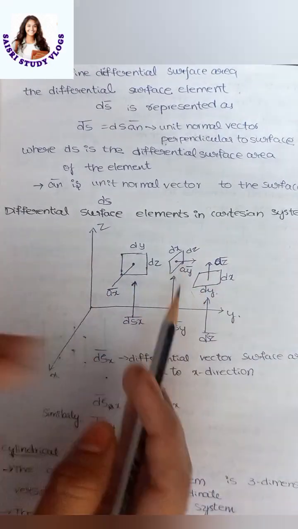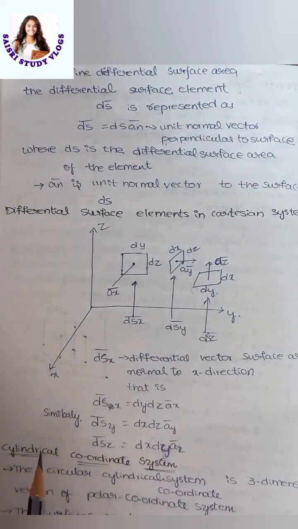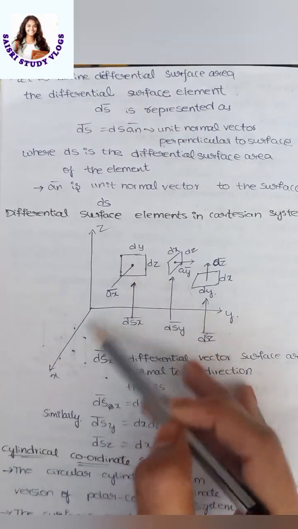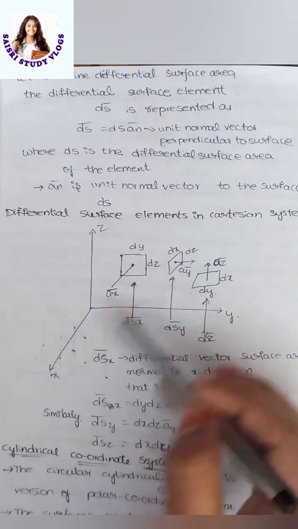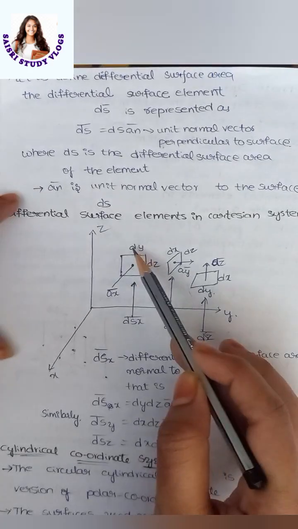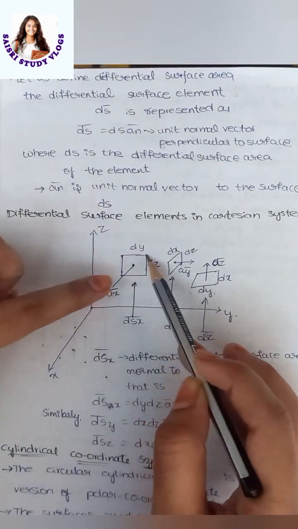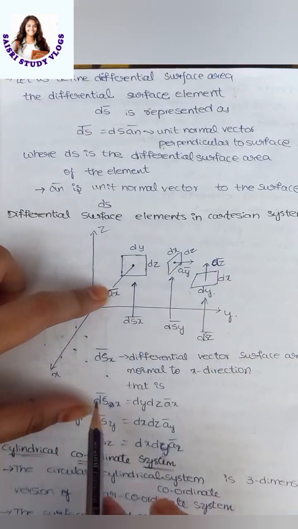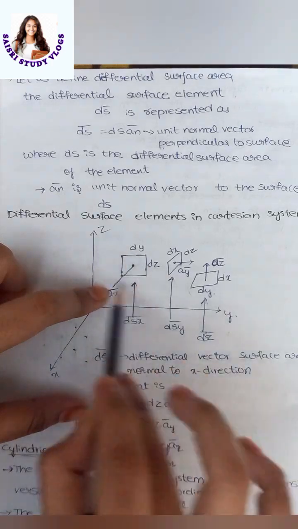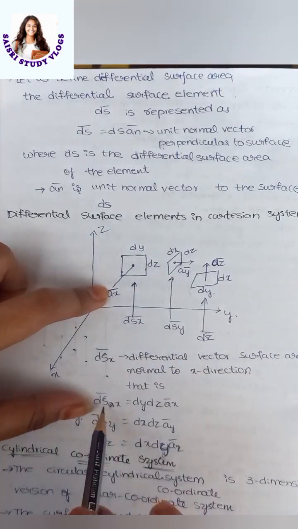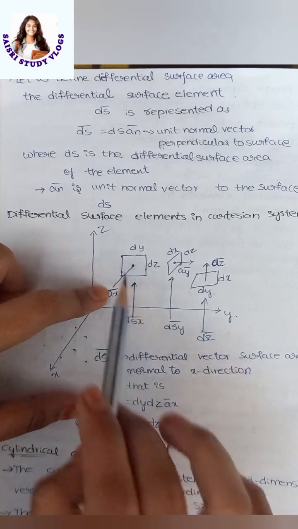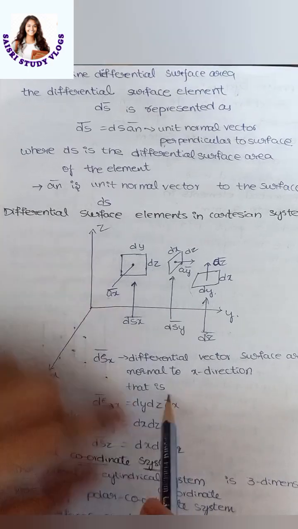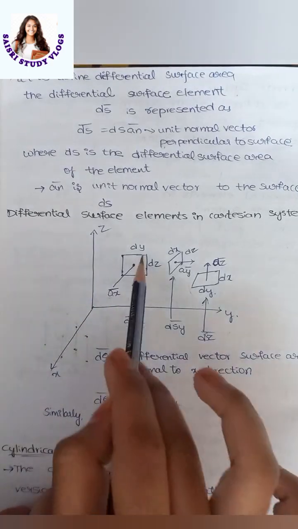If you take this axis, the x-axis, this will be the unit vector. With that unit vector, the changes will be dy and dz. So the formula of the surface ds x bar is equal to dy dz and the unit vector ax bar, or the x cap. This is the unit vector. So this is for this surface.